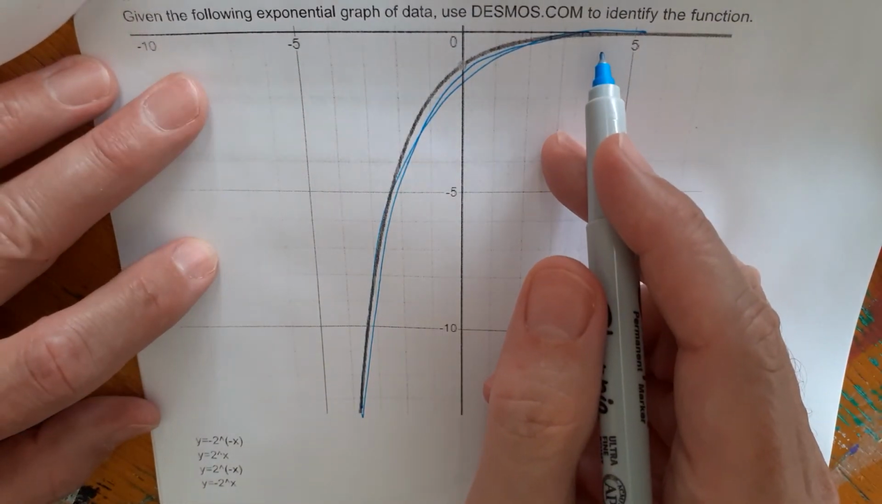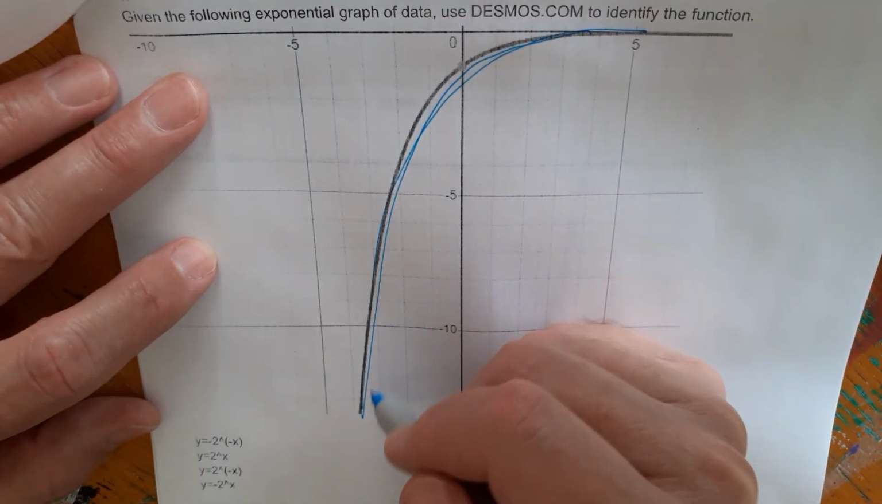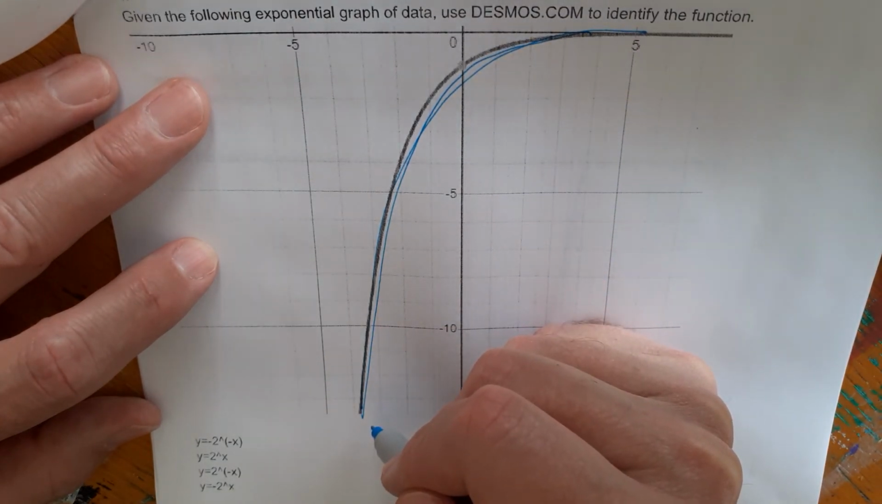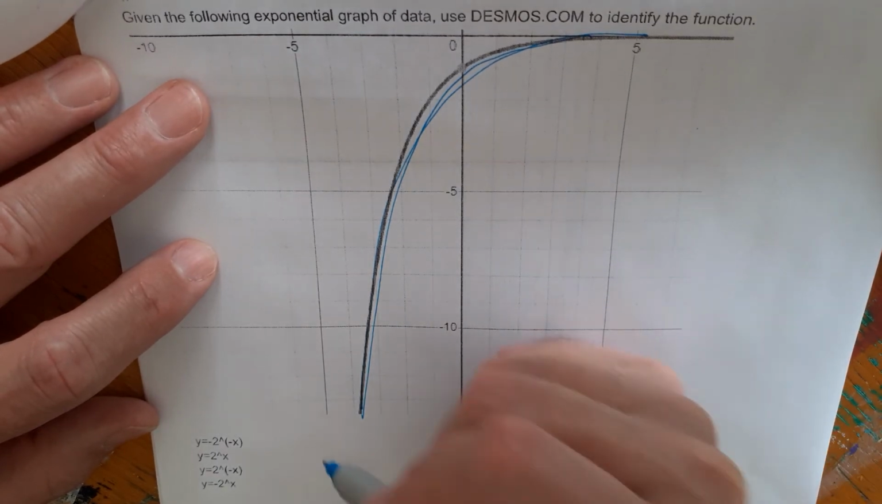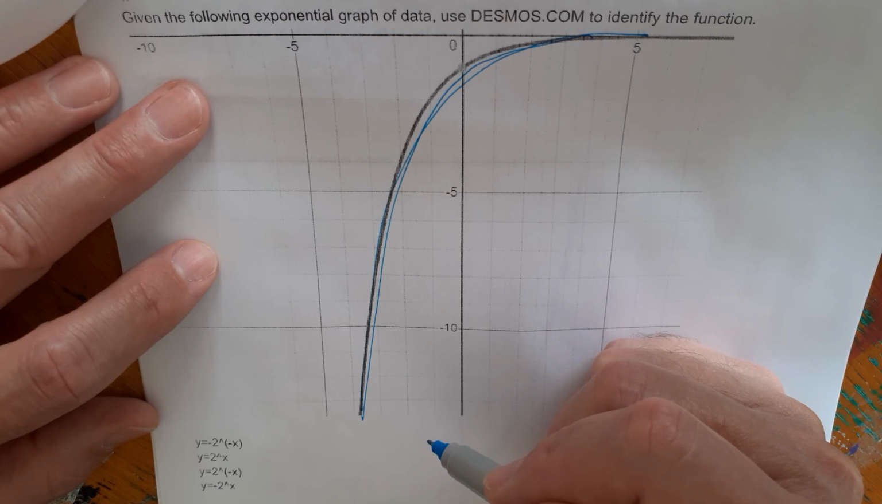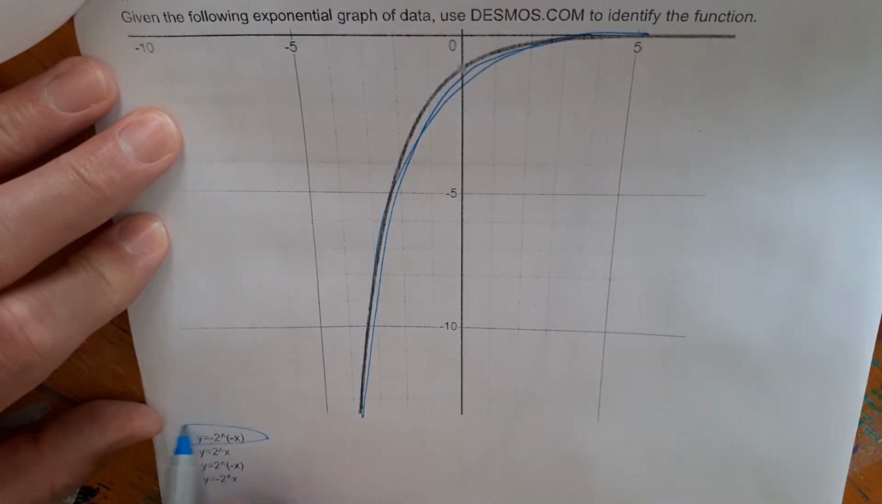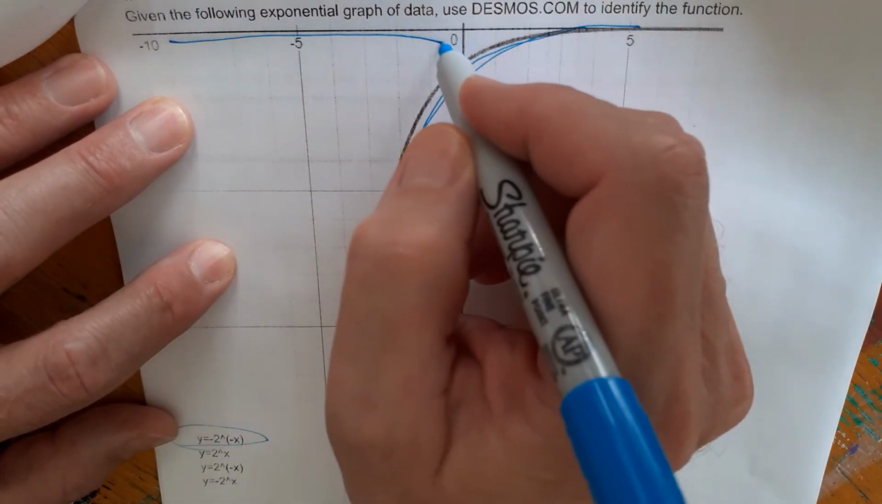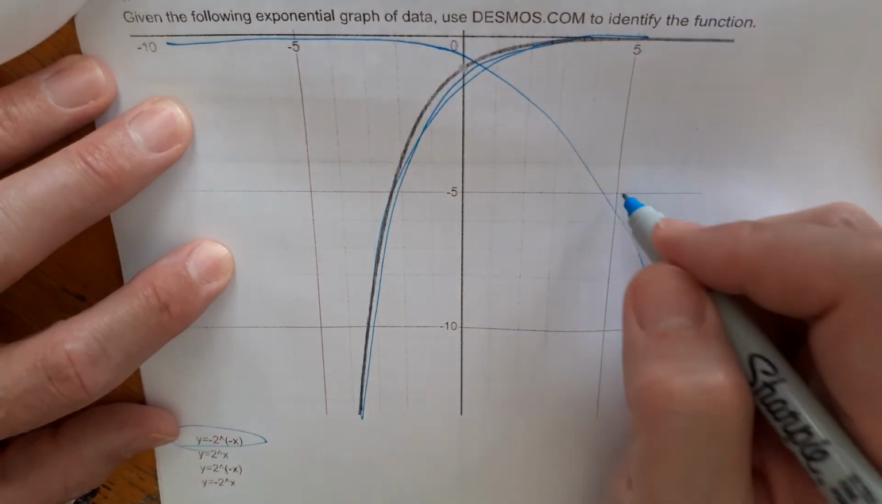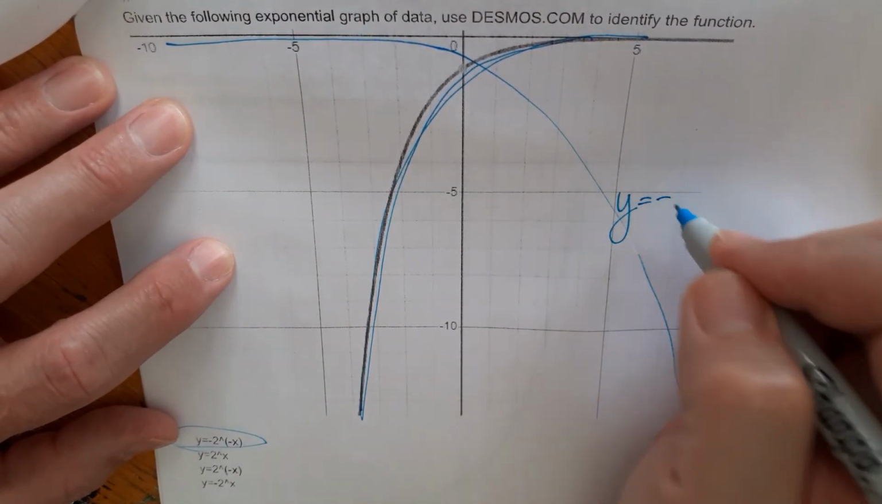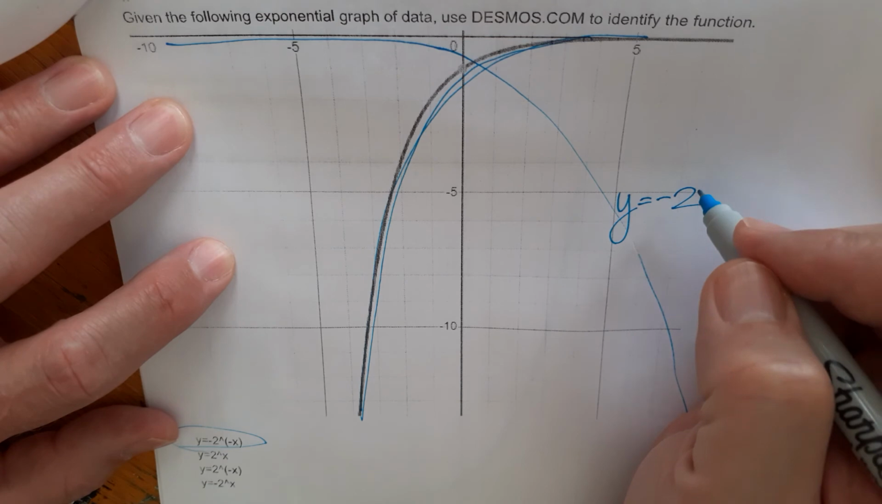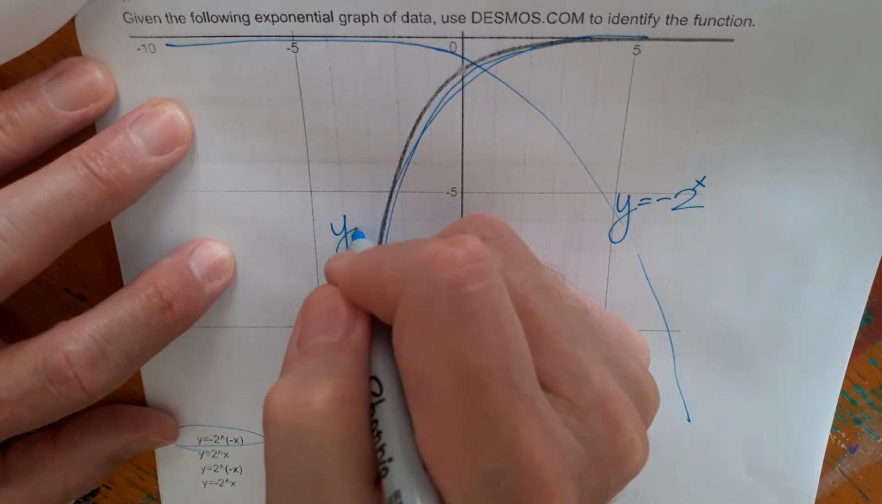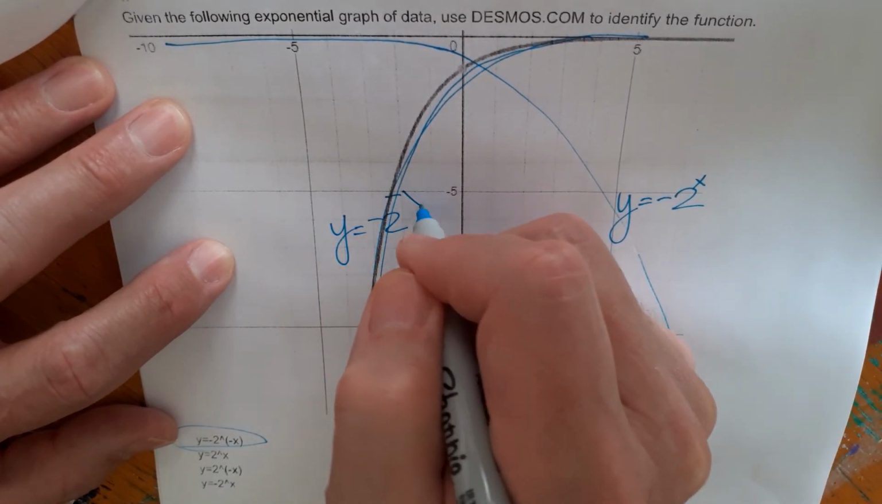Less useful for us in terms of physical phenomenon of things that go into the negatives, but still nonetheless applicable in many situations. And once you learn the other two that occur in physical phenomenon, it's nice to see the two math options right here. So this would be negative 2 to the negative x. Right? So we had this one. We had y equals negative 2 to the x, and this one is y equals negative 2 to the negative x.